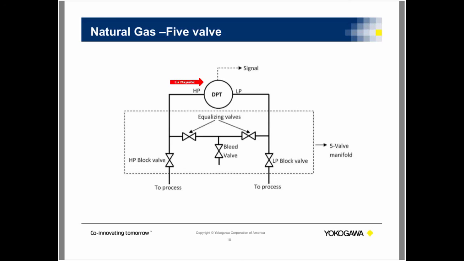Then you're going to close the two equalizer valves and open the downstream manifold and vent valve, which your downstream manifold would already be open, but your vent valve would not be, so you want to reopen that. Now your transmitter and manifold are back in service. So this is back in service and running again.